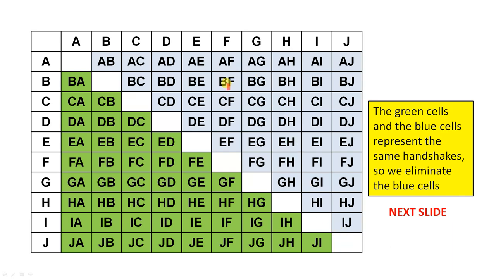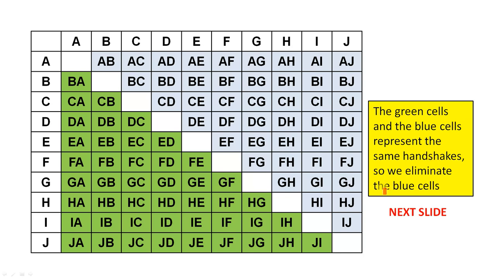Now what does this mean here? Look at this. We've got all these blue cells here, and here we've got the green cells. This is what this means. A shakes hands with B, but that's the same as B shaking hands with A. A shakes hands with C is the same as C shaking hands with A. And so on, all the way through. So look what we've got here. The green cells and the blue cells represent the same handshakes.